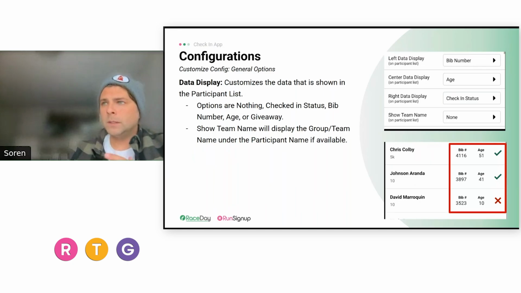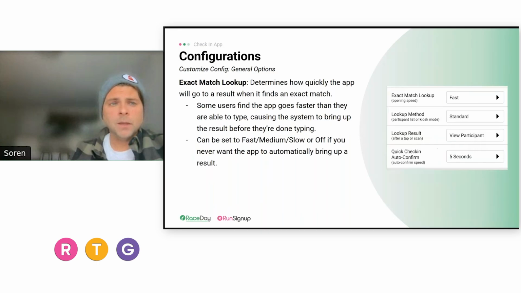Again, this is something that you should test prior to packet pickup so that you know what your participants and your volunteers are going to experience. Exact match lookup determines how quickly the app will go to a result when it finds an exact match. Some people find it goes too quickly, maybe if they're searching for letters when they're typing. But again, personal preference on this. Fast, medium, and slow, or off are your options.